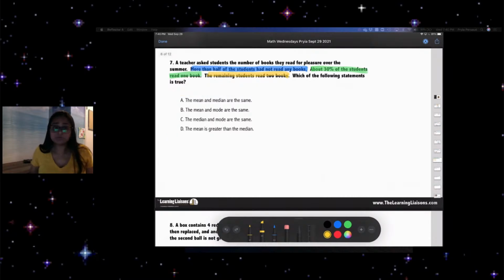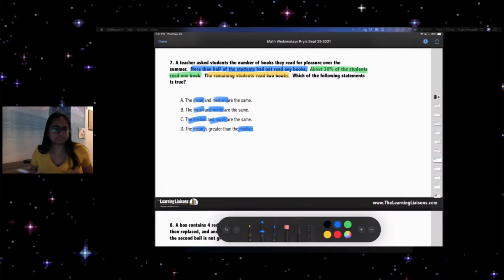Well, I don't really know what's going on. You're probably just as confused as I am. So let's figure out what's going on. Let's read the answer choices. I see the mean and median are the same. The mean and mode are the same. The median and mode are the same. And the mean is greater than the median.